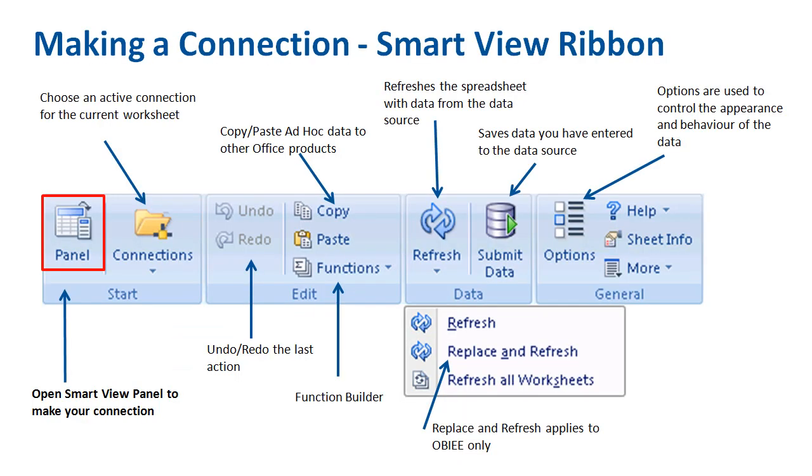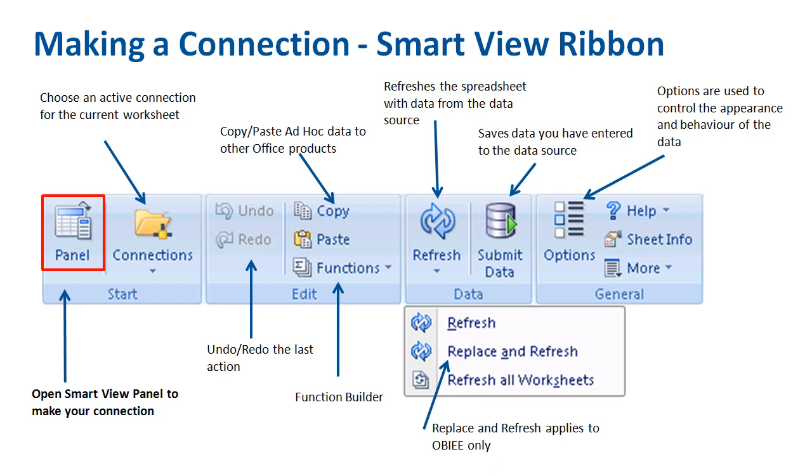Here we can see the Smart View ribbon. Starting from the left hand side, you can see that we have a panel button, and this is used in order to make a connection. If you do have connections, you can make a connection active for a current worksheet. You also have undo and redo options.